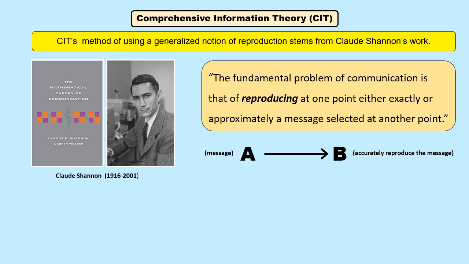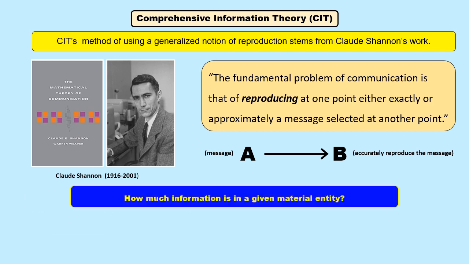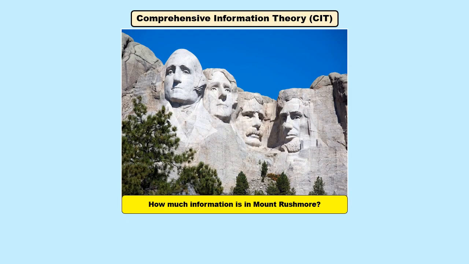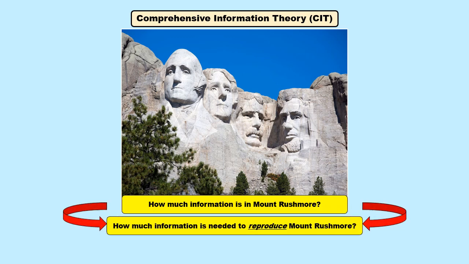Specifically, CIT substitutes the question, how much information is in a given material entity, with the question, how much information is needed to reproduce the given material entity. Thus, for our exercise we substitute the question, how much information is in Mount Rushmore, with the question, how much information is needed to reproduce Mount Rushmore.